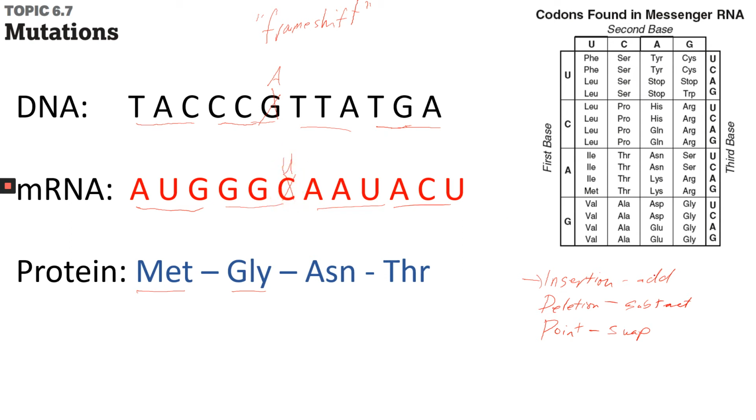What's GGU going to be over here? G, if you follow it down, U is going to be glycine. Oh, we still got glycine here for the second one. And our reading frame has not shifted, which means that the following proteins should be the same. So in some cases, you can have what's called a silent mutation, right? Or a mutation which doesn't have a major effect on protein structure because it makes a similar protein to that it did before.